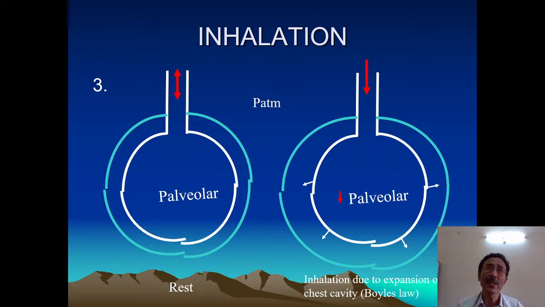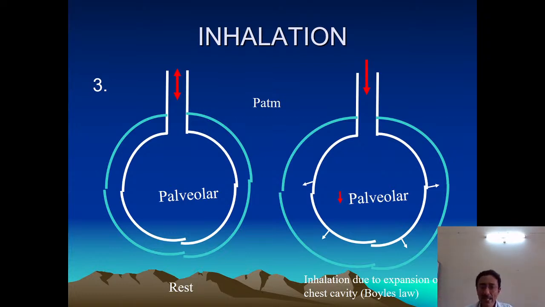Now, once the inspiration is over, expiration takes place. The diaphragm is being pushed up, the external intercostals are relaxing. The pressure now goes above the atmospheric pressure, and because the pressure in the alveoli is above the atmospheric pressure, a reverse pressure gradient is created: high pressure in the alveoli and low pressure in the atmosphere. So the air now moves from the alveoli into the atmosphere and expiration is completed. So this is the pressure mechanics which is taking place.